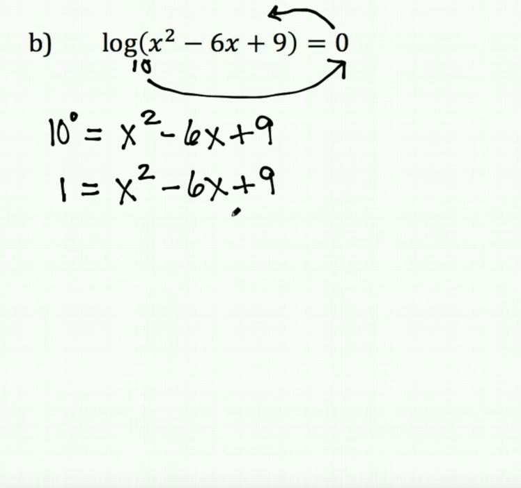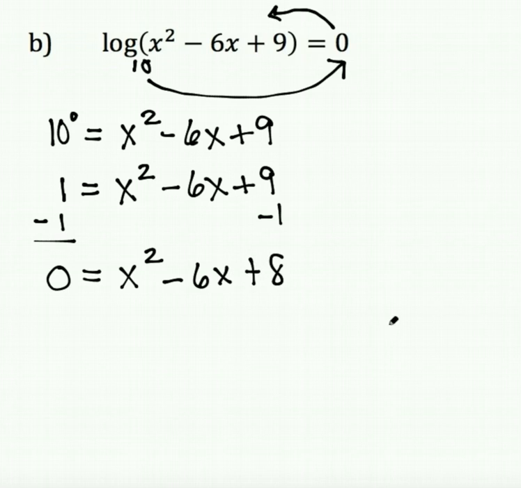Notice that this is a quadratic. So to solve a quadratic, I want to get everything on one side. So I'm going to subtract 1 from both sides. That's going to leave me with 0 equals x squared minus 6x plus 8. So now we're back to what we were doing at the beginning of the semester, factoring quadratics. To factor this, please take some time and pause it if you need to and factor this on your own before we proceed.